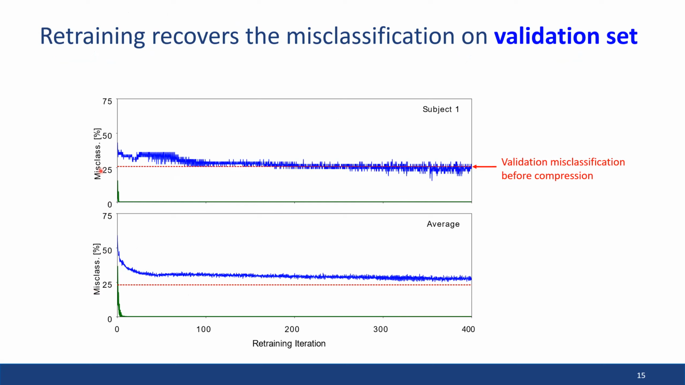So here in this plot, we see the misclassification for subject 1 and on average over all the subjects on the training set in green and on the validation set in blue. We also show the validation misclassification when doing no compression at all. So we see that the training misclassification goes down very rapidly. At the same time, we also see that the validation misclassification converges towards the initial misclassification when doing no compression, for subject 1 as well as on average. So it tends to go towards the misclassification rate we had before. Just remember that the results I'm showing here are on the validation set, which is part of the training set. What I will show you next will be on the test set, and this will be different numbers.